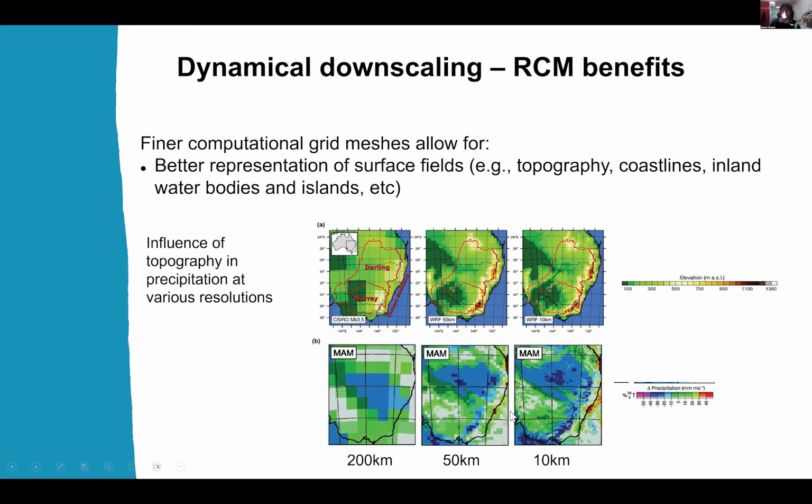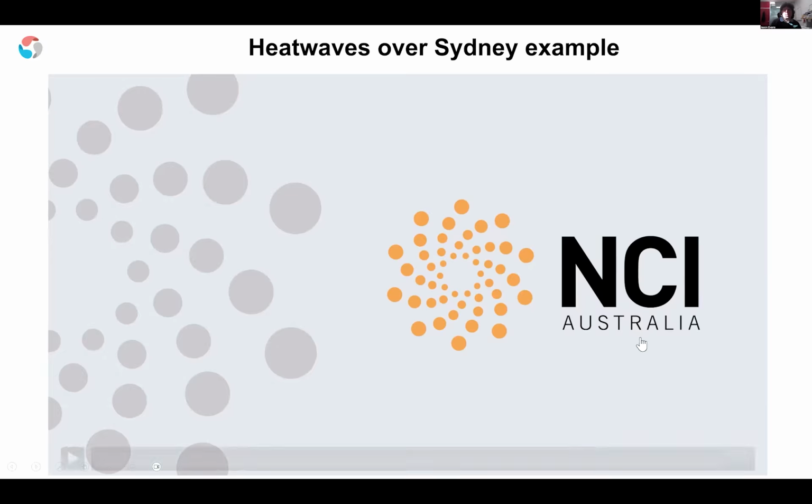And on the bottom row, you can see the result in terms of precipitation, and the topography clearly plays quite a strong role in the precipitation in the southeast, and that is not captured at 200 kilometers, but is captured pretty well at 10 kilometers. It's captured somewhat at 50, but clearly not getting the high intensity over the mountain ranges that we see at higher resolution. And so just capturing the surface fields better can help produce improvements in what our models are able to simulate as well.